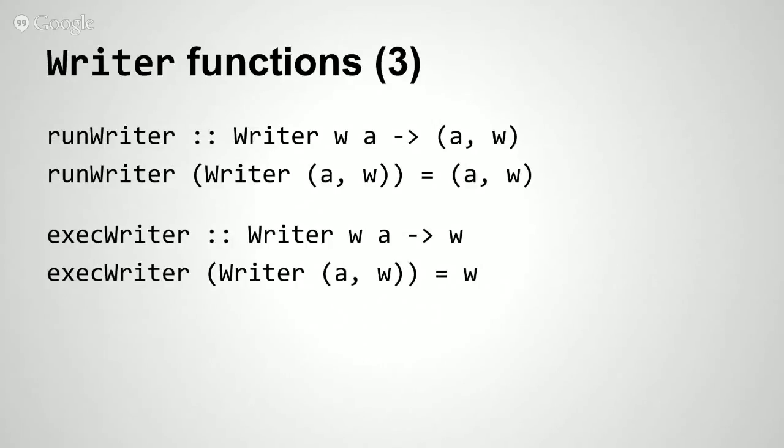Run writer and exec writer are functions that take writer actions, that is a Writer W A, and get concrete values out of them. So run writer just says, okay, writer, you're just a pair of an A and a W, and that's what I want out of you. I want the final return and whatever you've accumulated in the log. An exec writer throws away the value and just returns the W. It just returns the log.